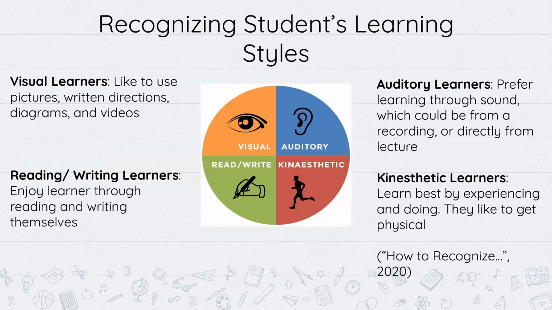We have visual learners, who like to use pictures, written directions, diagrams, and videos. And we have reading and writing learners, who enjoy learning through reading and writing themselves. Auditory learners prefer learning through sound, which could be from a recording or directly from a lecture from us. And then lastly, we have kinesthetic learners. They learn best by experiencing and doing things. They like to get hands-on and do something physical as they're writing.